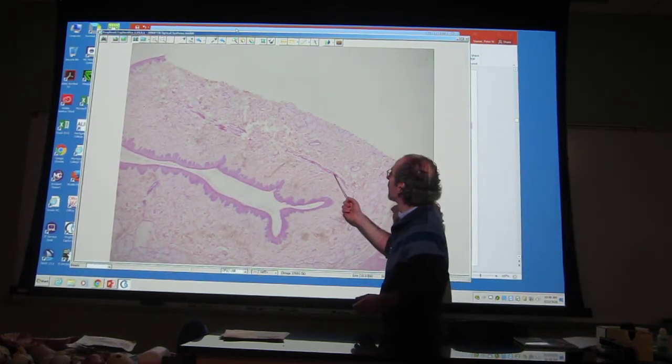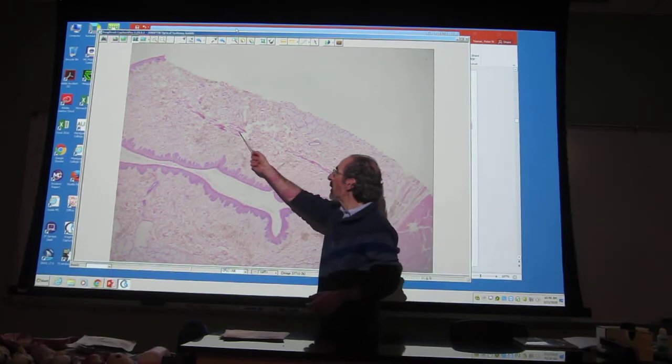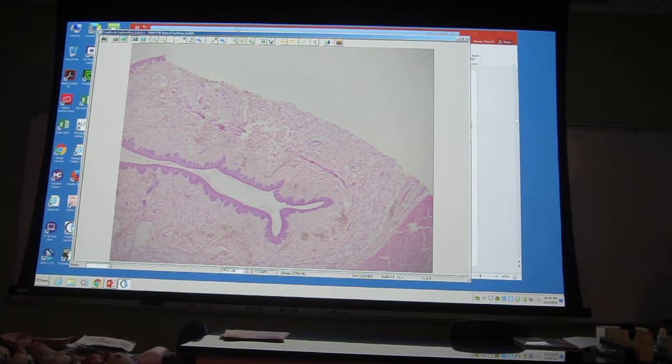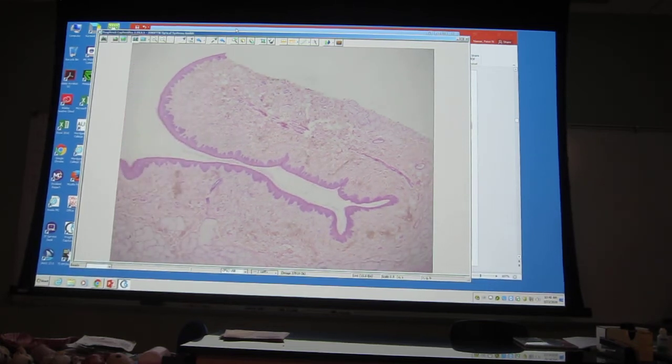Another, this looks like more muscularis mucosa here, and part of the mucosal layer there.